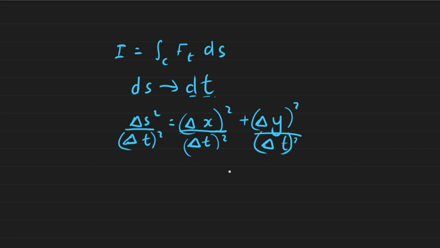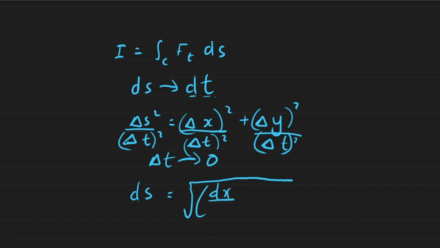Delta t squared. So we just solve for ds as we had done previously, but before that we let delta t approach 0. So delta s over delta t becomes ds/dt. If we do that and solve for ds, we get that ds is equal to the square root of (dx/dt) squared plus (dy/dt) squared, multiplied by dt.